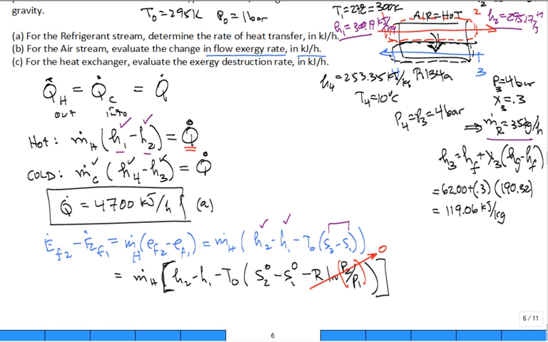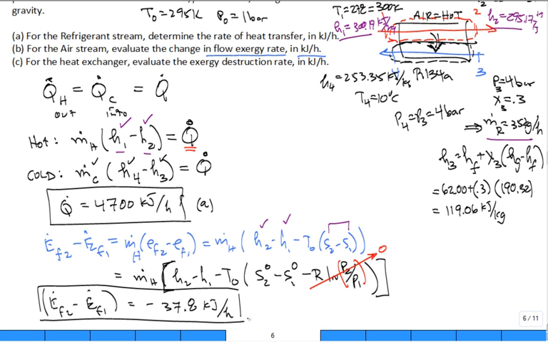So let me do this. The EF2 minus EF1, the difference in the flow exergy rate for the airstream is evaluated, and it comes in at negative 37.8 kilojoules per hour.